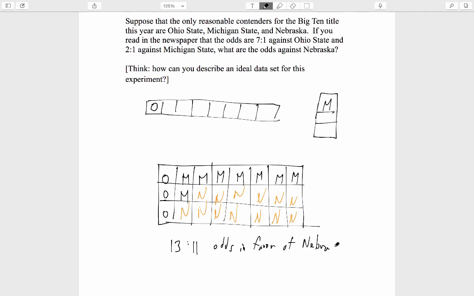But if we are a little bit careful and go back to the original wording of the problem, we are asked for the odds against Nebraska, and those are just the numbers reversed, 11 to 13 odds against Nebraska. So that's one method, and that works perfectly well. But it's worth understanding that there's another method based on finding the probability of Nebraska winning or the probability of Nebraska losing, and then converting that back to odds.